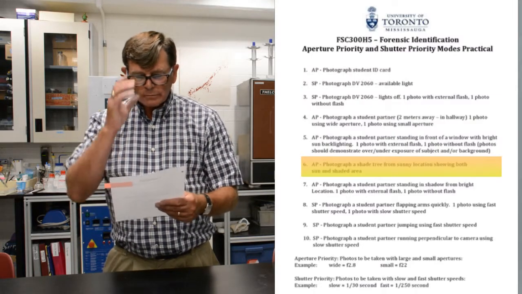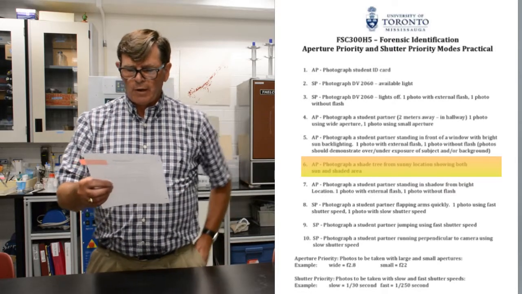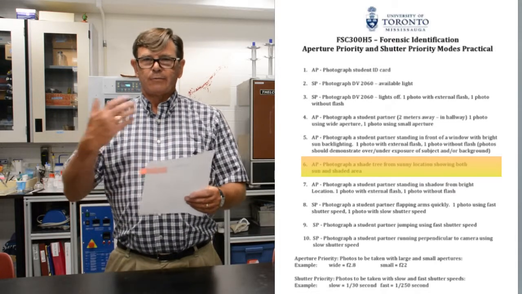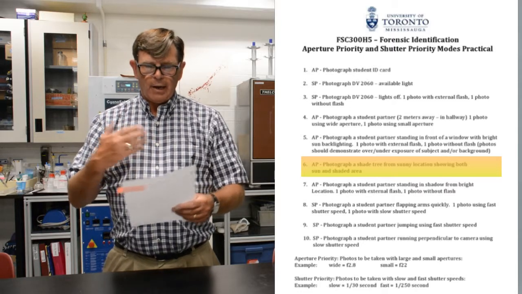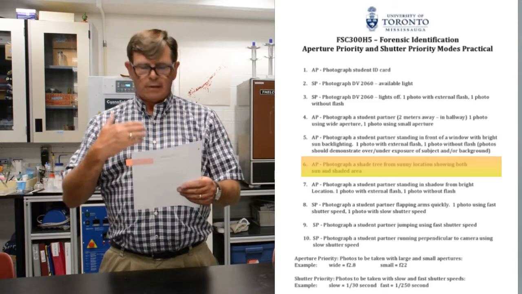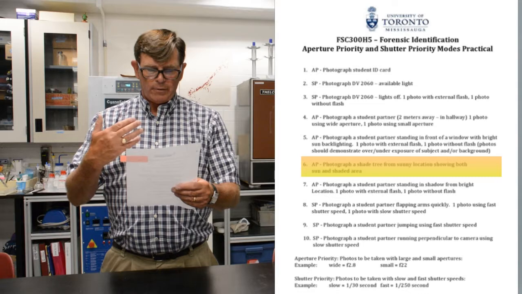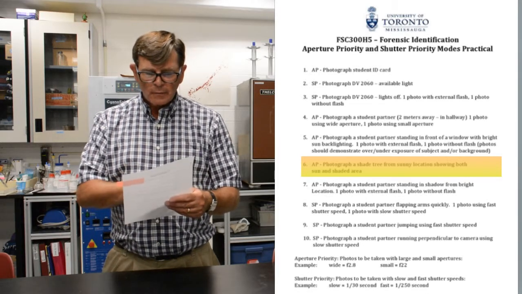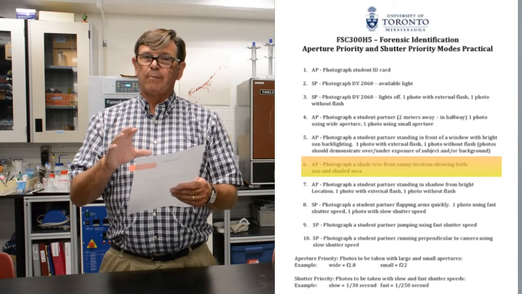Number 6, aperture priority. Photographing a shade tree from a sunny location showing both sun and shaded areas. So you'll have to move back a little bit from the tree so that you can see both shade and sunlight. And again, showing how the camera compensates with the shutter speed based on the aperture setting that you select. And again, in that case, you're trying to create a properly exposed image.